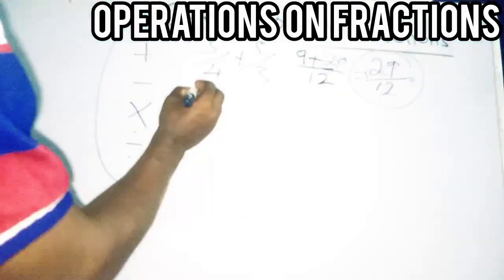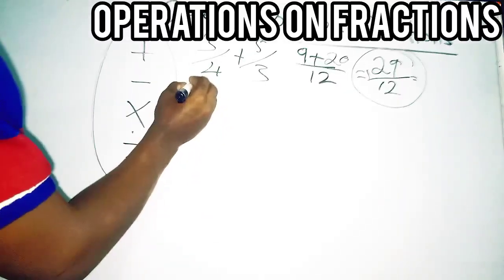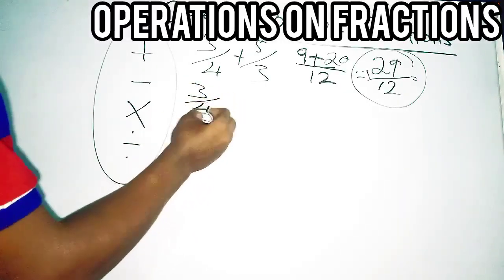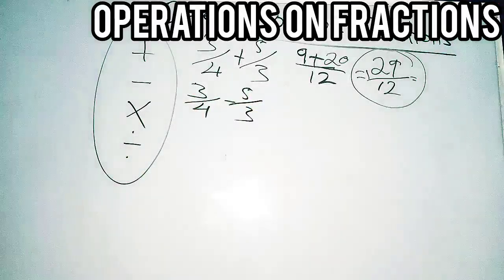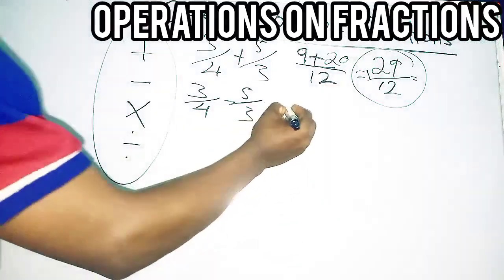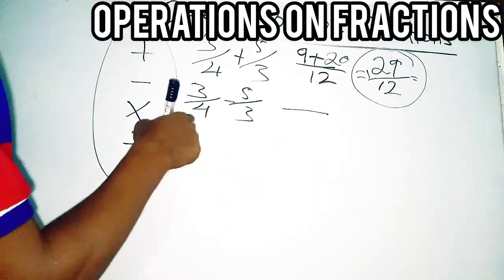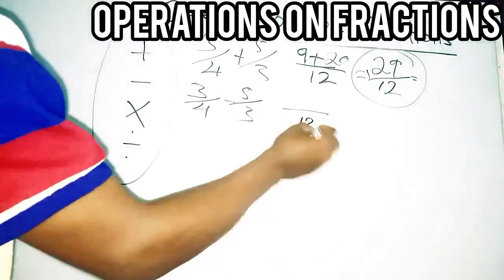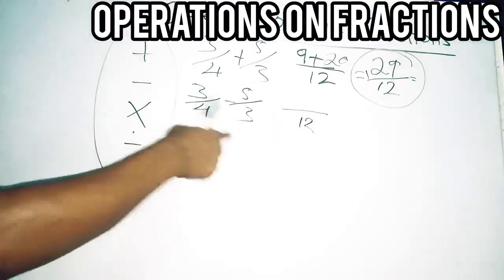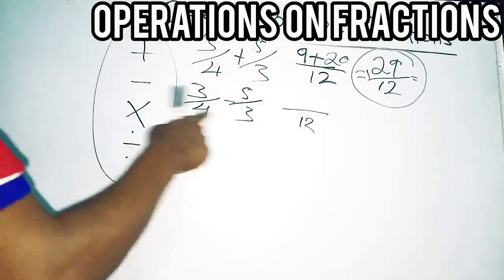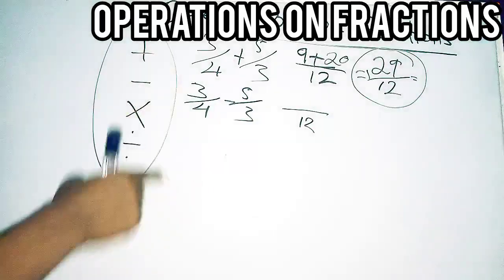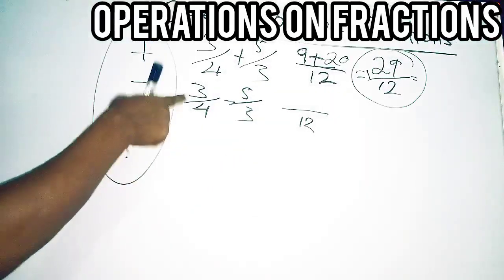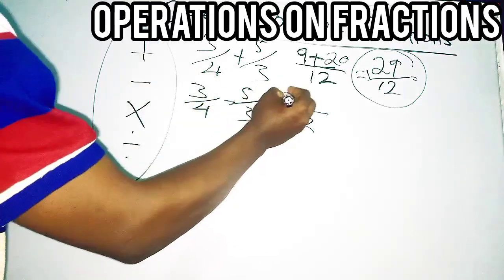Let's say we are having the same digits, 3 over 4 minus 5 over 3. How do you go about this again? The first thing you do is to bring your LCM, which is 12. For the denominators, you can multiply the two to get 12. So how many times will 4 go into 12? 4 will go into 12 3 times. So you use that 3 to multiply the numerator here, which is 3. So 3 times 3 will give you 9.